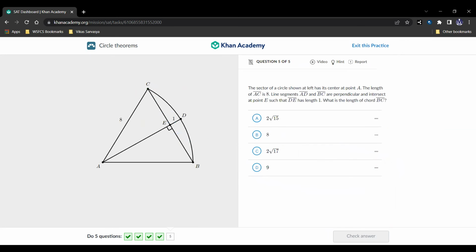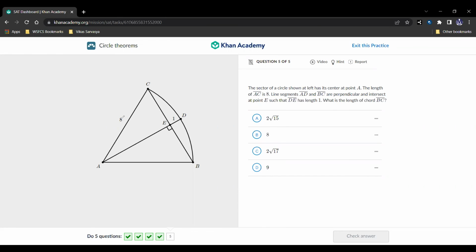All right. Our last question. The sector of a circle shown at left has its center at point A. The length of AC is 8. Line segments AD and BC are perpendicular and intersect at point E such that DE has length 1. What is the length of chord BC?